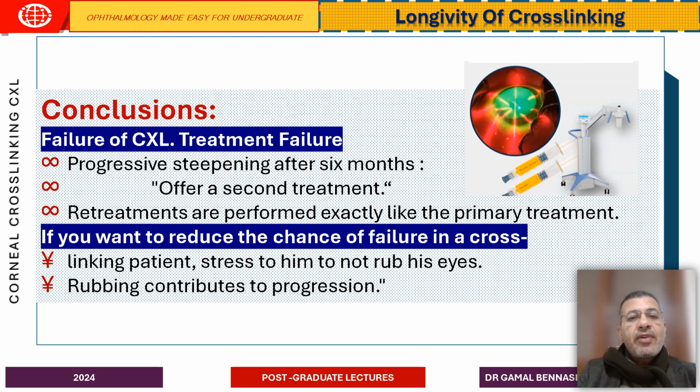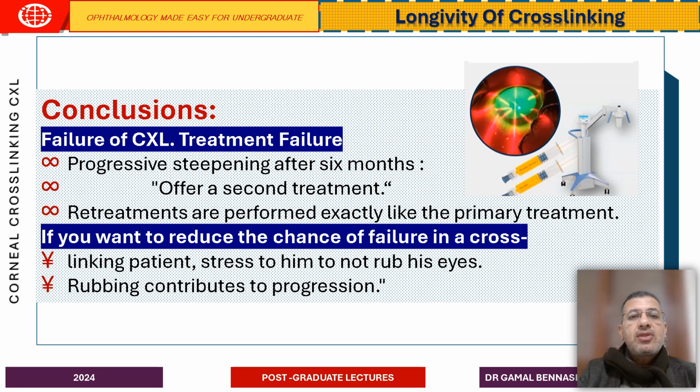The late failure is related to the decay or the longevity of the cross-linking effect. Now, cross-linking is not forever. The effect will fade after a certain period of time, and this is due to the laying down of new collagen fibers in a process known as regeneration or rejuvenation. This process means that between 6 to 7 years, maximum up to 10 years, and most of the studies show stabilization of the cornea in 95% of the cases for 10 years.